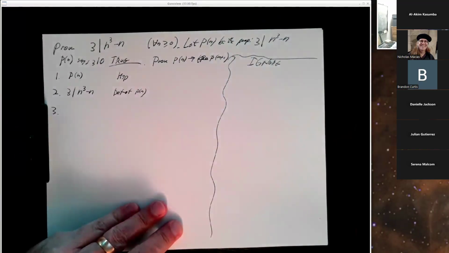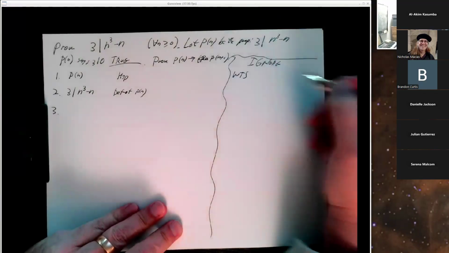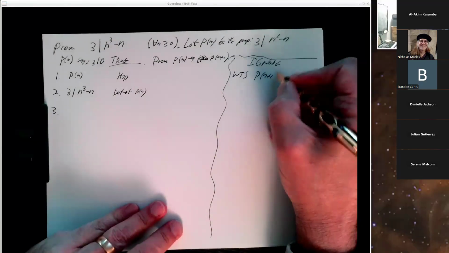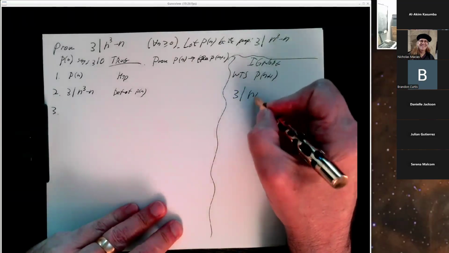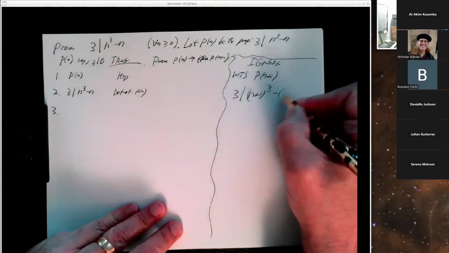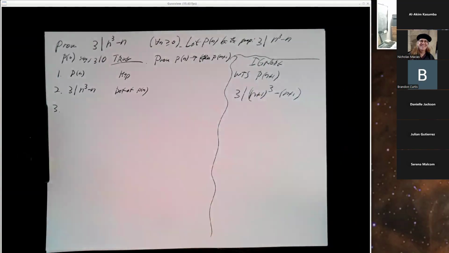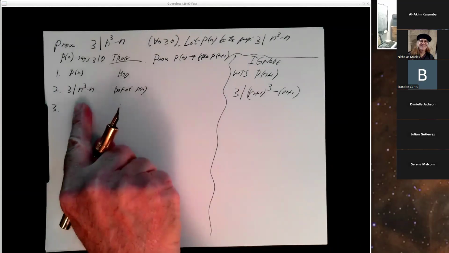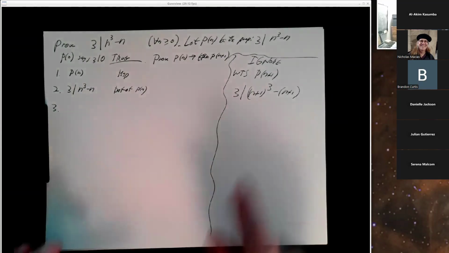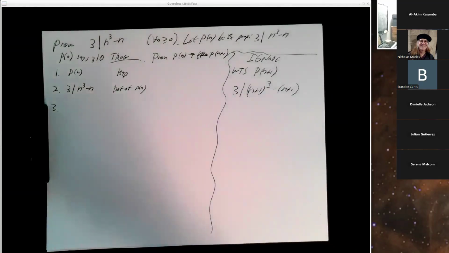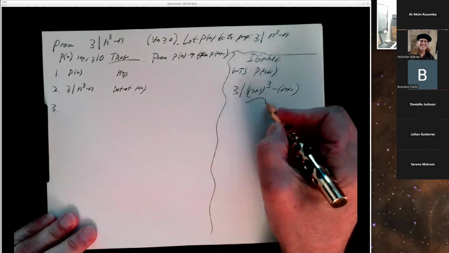So here's an ignore section. And I want to show P of n plus 1. I want to show 3 divides n plus 1 cubed minus n plus 1. And all I've got is this. 3 divides n cubed minus n. Which may not look like it has a lot to do with n plus 1 cubed minus n plus 1, but let's expand this out.